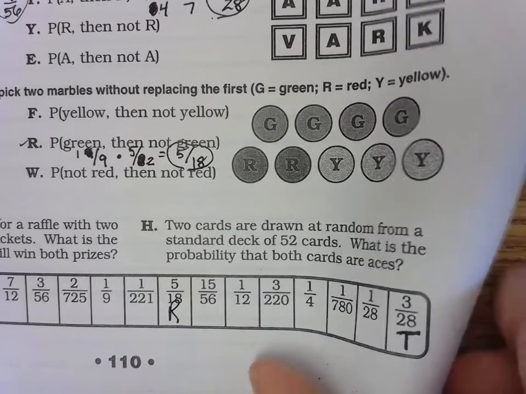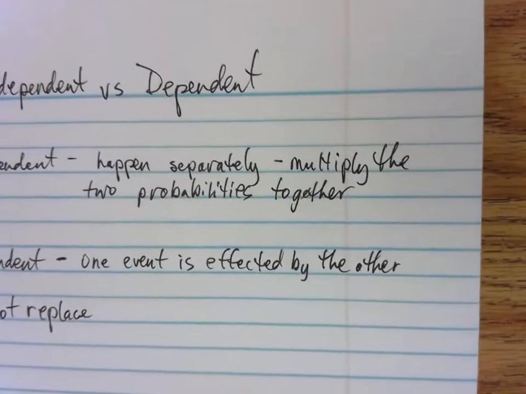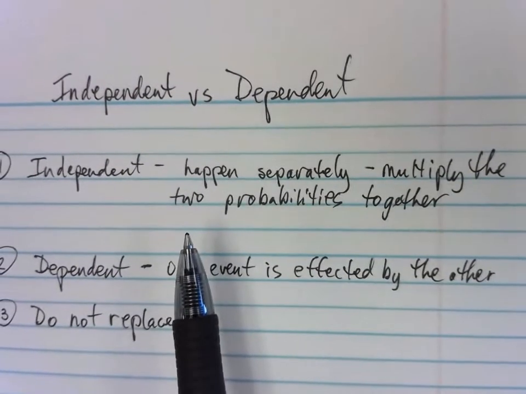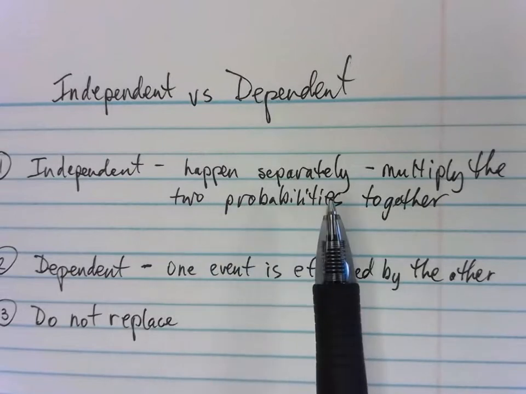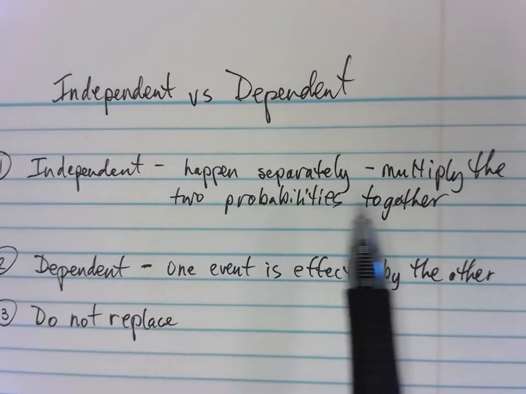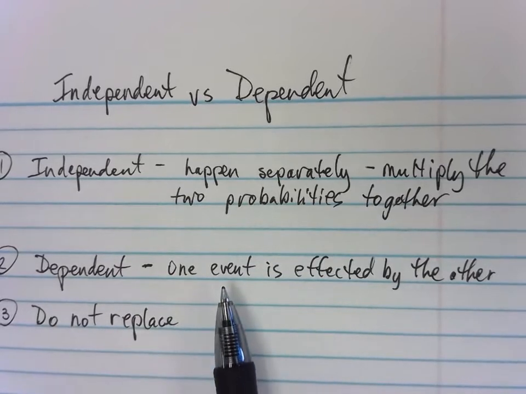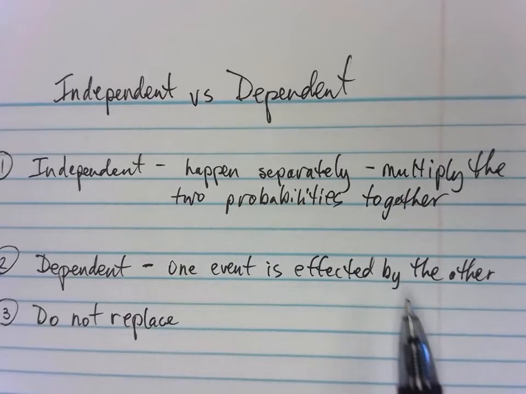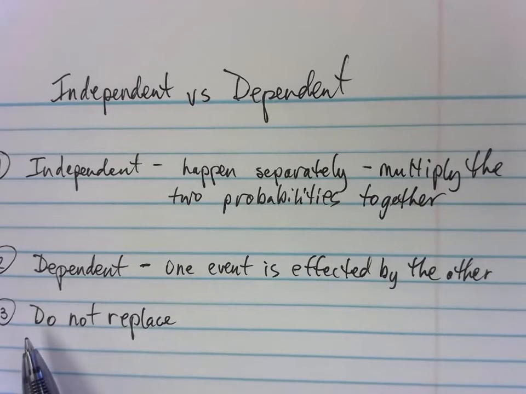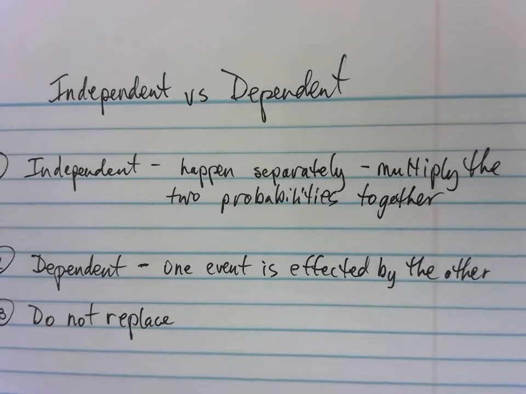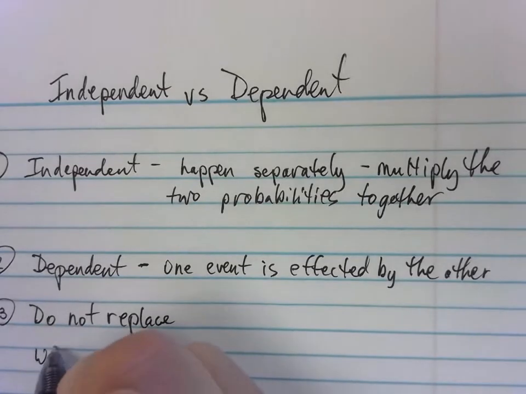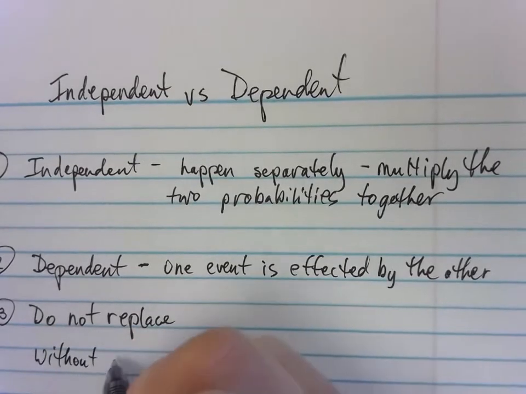In summary, independent means that they are happening separately, and you just multiply the 2 probabilities together. Dependent means that the second event is affected by the first event, because one event is affected by the other. The keywords you're going to see there are do not replace, or also without replacing, which means the same thing.